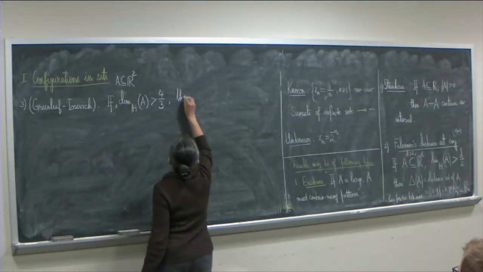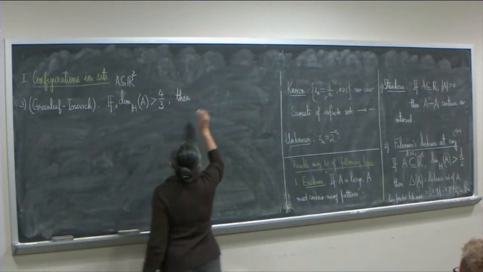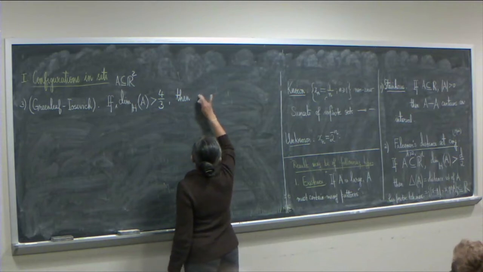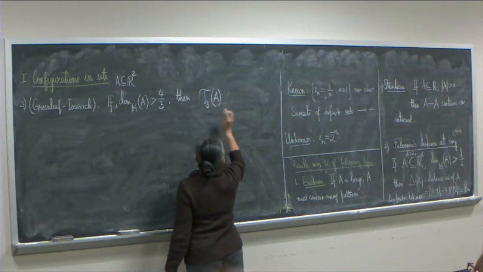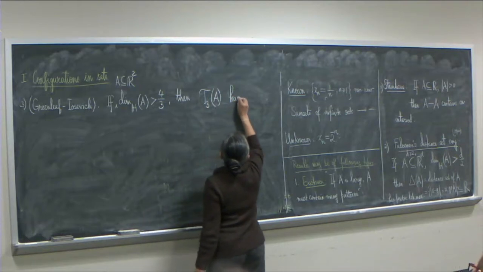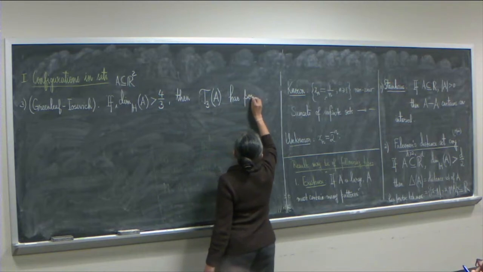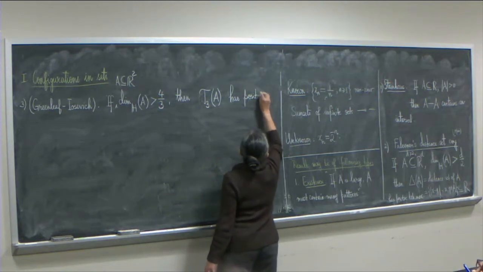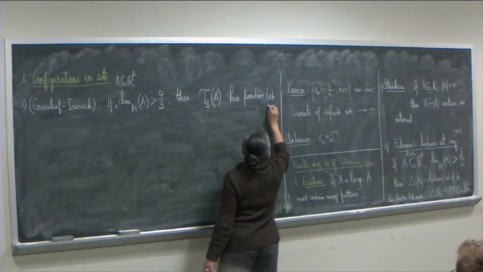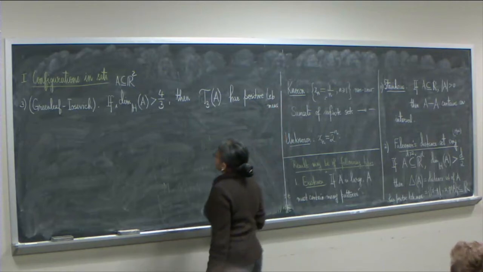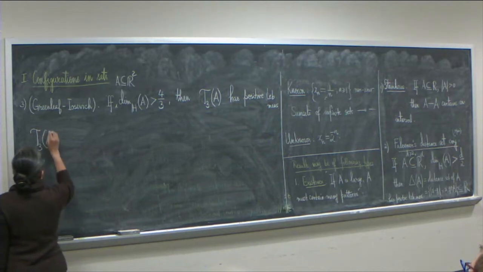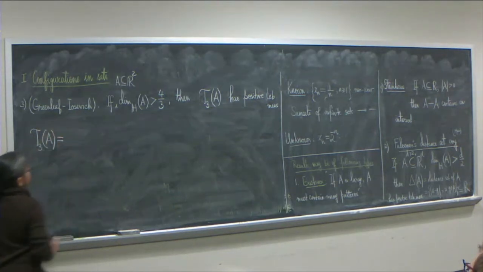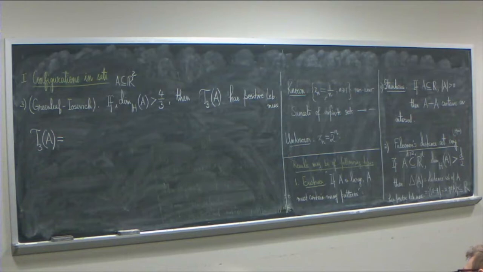Then if I look at the set T3 of A, and I'll tell you in a moment what that is, it has positive measure. And what exactly is T3 of A? These are all the possible triangles that one can generate from points in A.